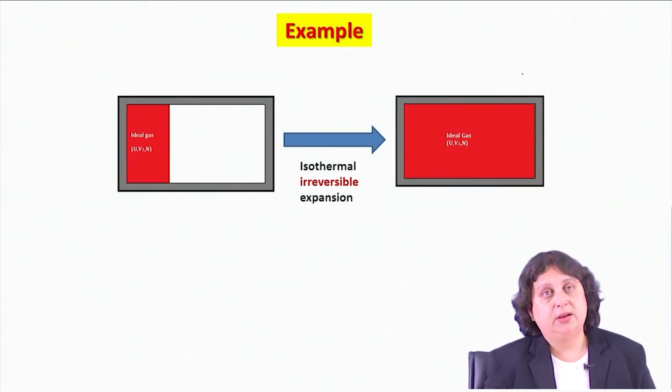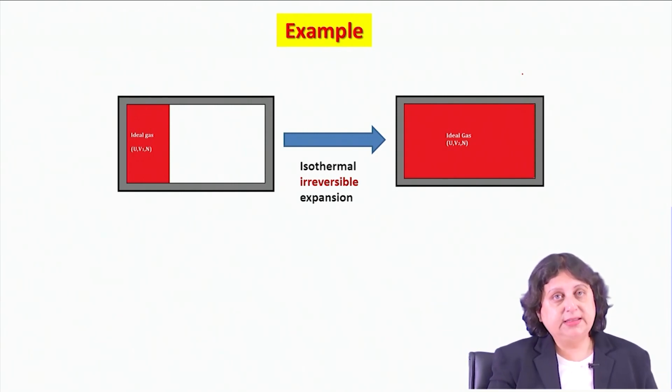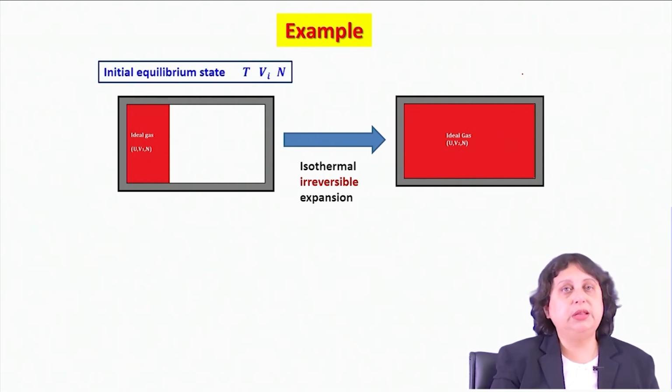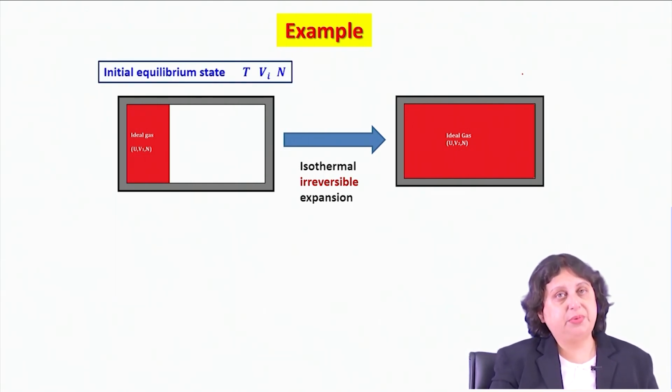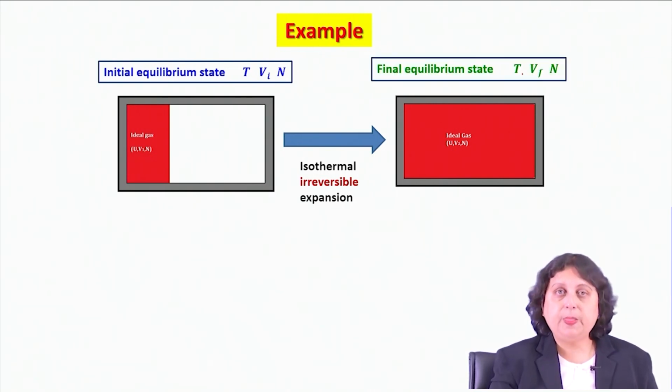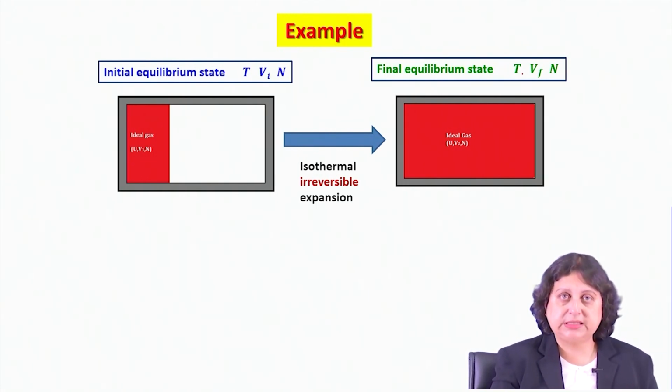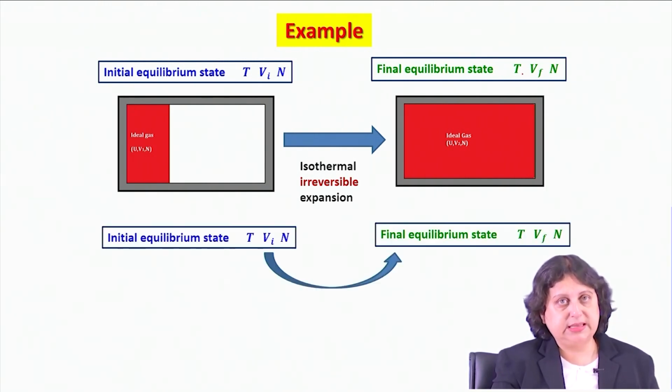So let us take some example that we will come across again and again in real life. So take this example of isothermal irreversible expansion. Here, the initial equilibrium state was characterized by a temperature T, volume Vi of the ideal gas, and the number of particles N for the ideal gas. When I go to the final equilibrium state, when the gas has filled up the entire box, the final equilibrium state is the same temperature T, but now the volume has changed to Vf, that is the final volume, and the total number of particles is the same.